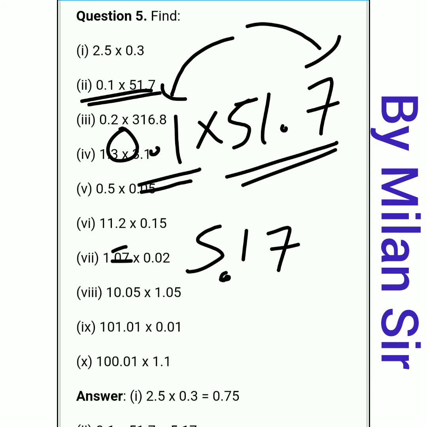Before two digits it is our 1 and 7. We need to count the number from the right hand side. Okay, so before two digits we need to put the decimal point. So here 5.17, this is our final answer.